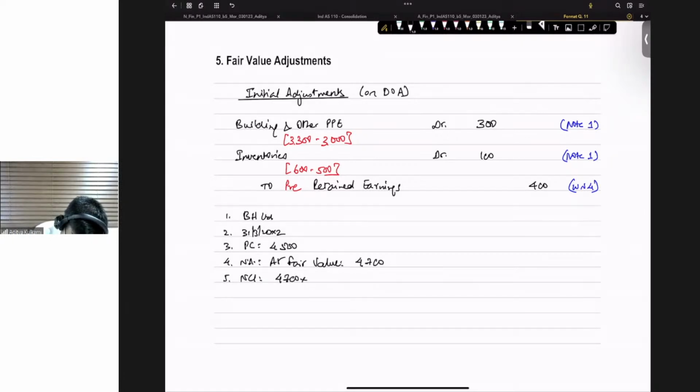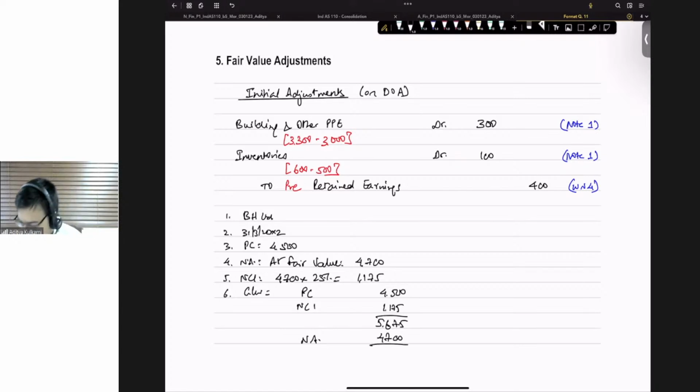Step number 5, NCI. This is going to be proportionate share of net assets. So 4,700 into 0.25, that gives you 1,175. Step number 6, goodwill is equal to PC plus NCI. PC 4,500 plus NCI 1,175. That gives you how much? 5,675 minus net assets. Net assets acquired is 4,700. So minus 4,700, you are left with goodwill of 975, which is exactly the same goodwill that we have recorded in our consolidated balance sheet.